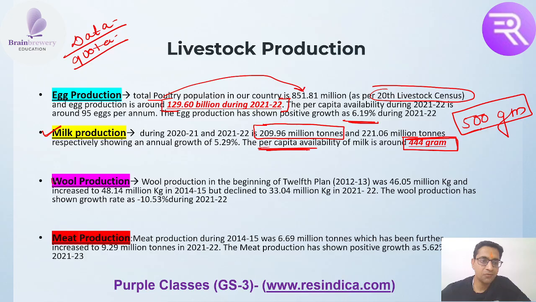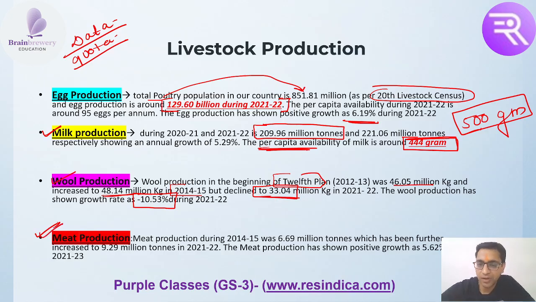Then wool production. How much wool production is there? At the beginning of the 12th plan, it was 46.04 million kgs. Then in 2014-15, it was 48.14 million kg. Then in 21-22, it declined to 33.04. There is a decline of minus 10.53% because of some climatic factors or government support. So wool production has gone down in 21-22. Then meat production.